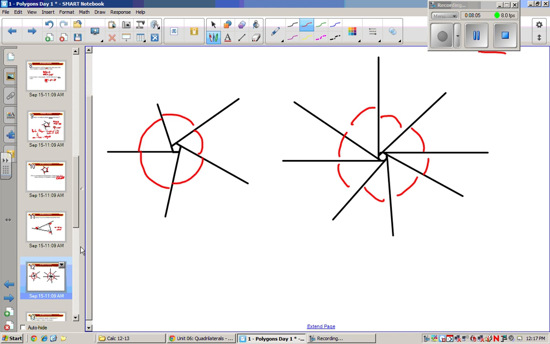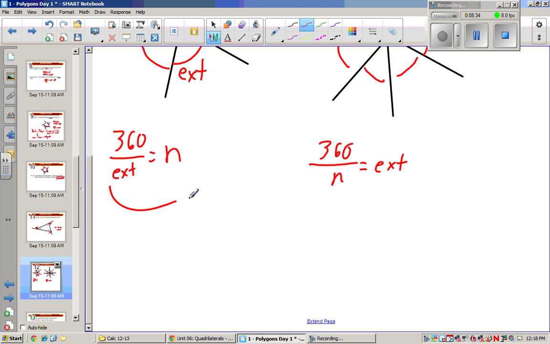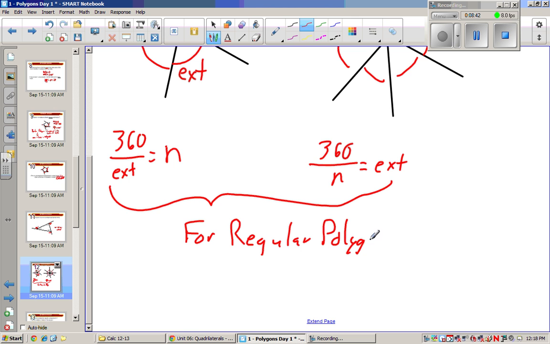And that gives us a couple more formulas. If I take 360 degrees and divide it by the measure of one exterior angle, I would find out how many sides that shape has. Similarly, if I take 360 and divide by how many sides, for instance, this one has 8 sides, I would find out the measure of one exterior angle. Now again, both of these formulas only work for regular polygons. That means equal sides and equal angles.